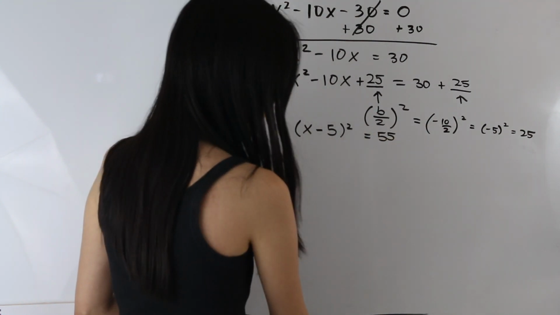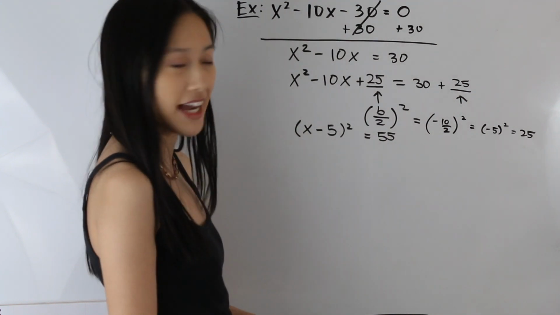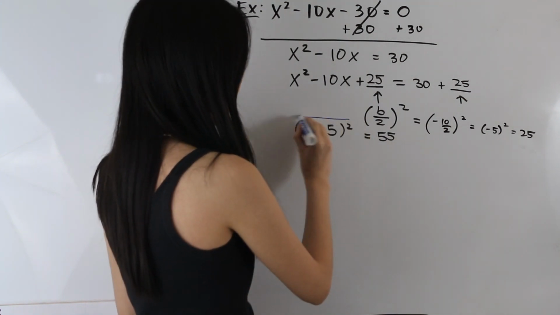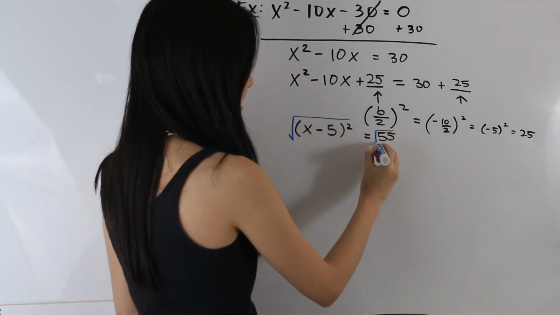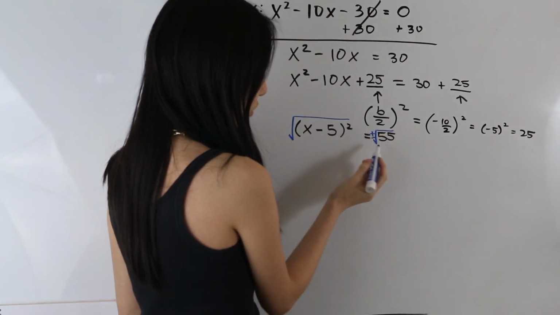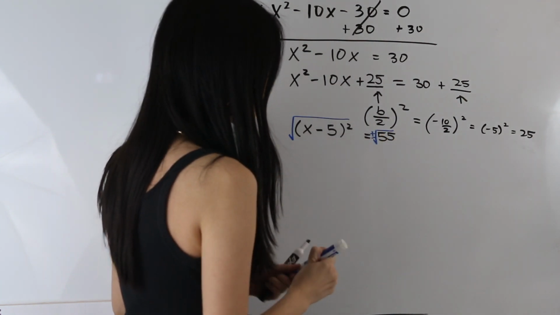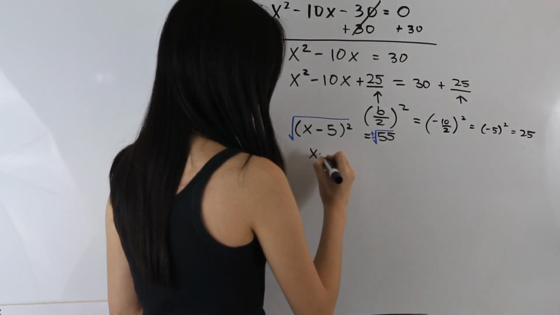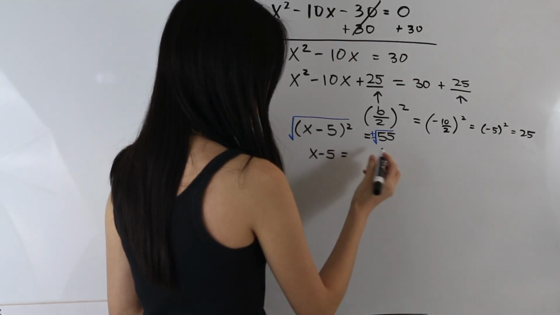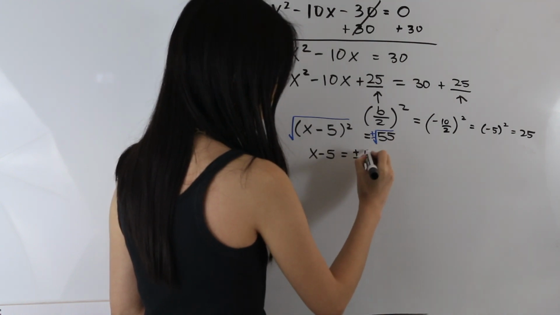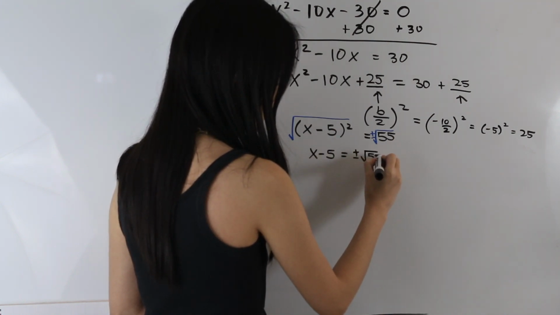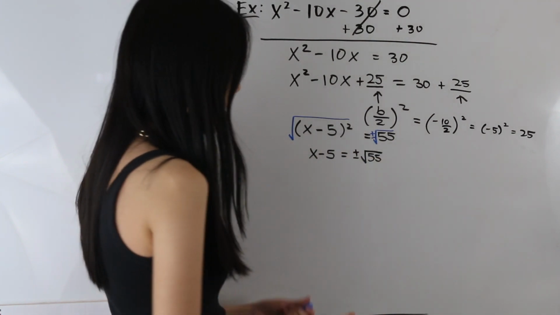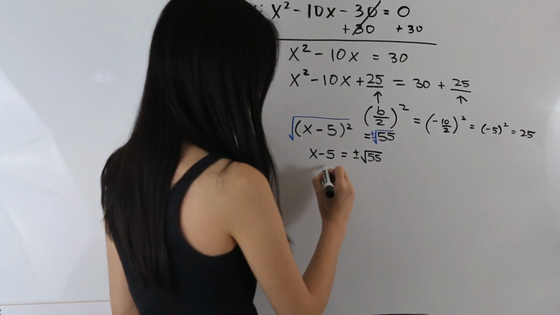Now we can take the square root of both sides. When we take the square root of the constant term, don't forget the plus or minus sign. So this becomes x minus 5 is equal to plus or minus the square root of 55. Now we can solve for x. So let's add 5 to both sides.